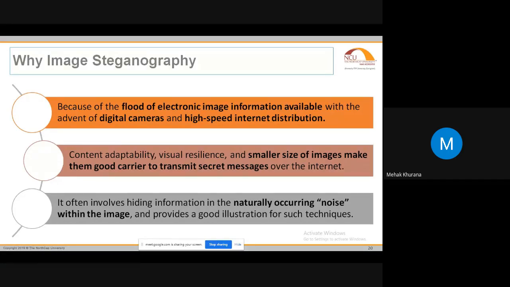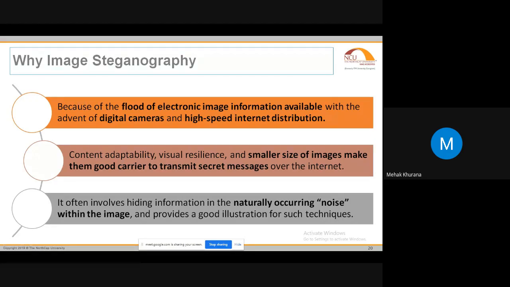Another important reason why we are using images is noise, because whenever we transfer an image from source to destination, noise gets added inside the image. That becomes a part of the image.